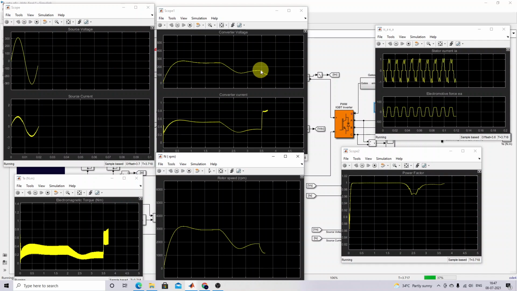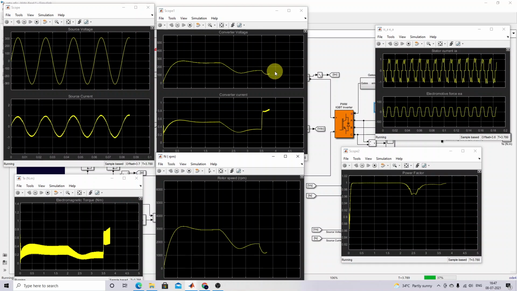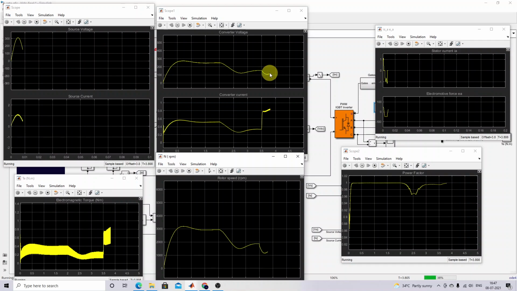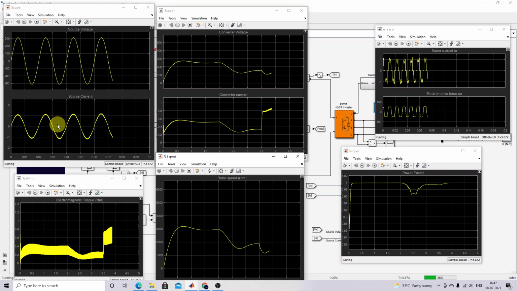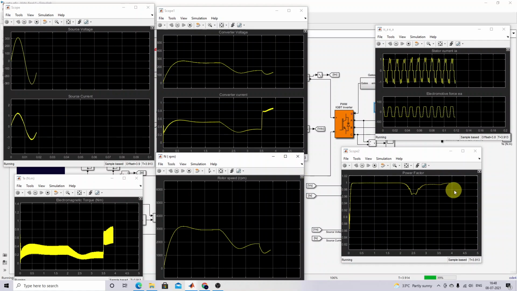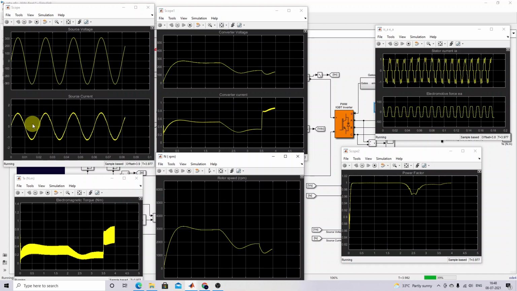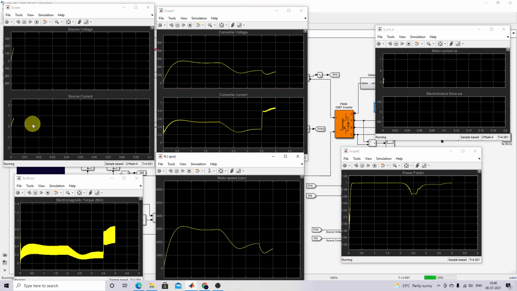Also you can see that because of the change in load, the voltage comes down and then goes back to track the reference voltage here. Then you can see the source current is still sinusoidal, and the power factor is still around unity. That means the phase angle difference between the source voltage and current is zero. So that's why the power factor is maintained at unity.